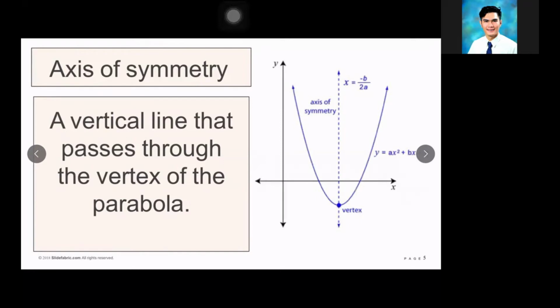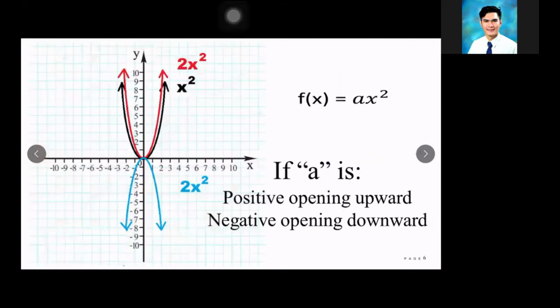In our previous videos, you can visit them in the description below by clicking it. In part 1, we encountered the first behavior of the graph, given a, the number beside x squared. If a is a positive number, the graph opens upward. While if a is negative, it opens downward.